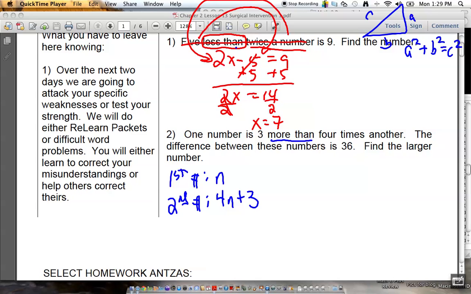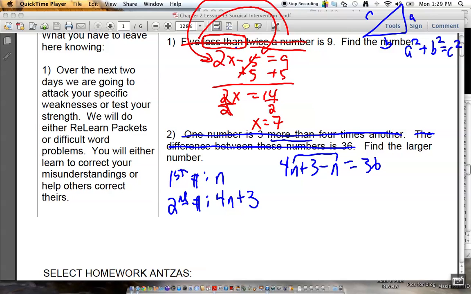Then it says the difference between these numbers is 36. Which of these numbers do you think is bigger, n or 4n plus 3? 4n plus 3. So I'm going to put that one first, minus the n, and I got to get 36. So I did the 3 more than 4 times a number. I did the difference is 36. Now notice the only thing left is to find the larger number. I noticed on your quizzes, not a lot of people cross stuff out. Crossing stuff out is very, very helpful.